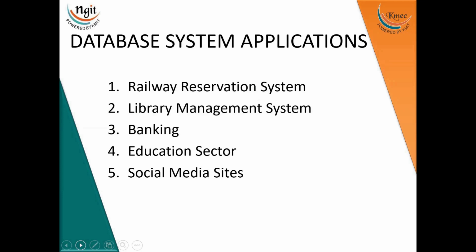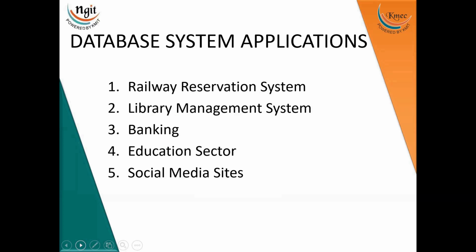Coming to the applications of database management system, in which all fields this database system has been used. Here I have listed a few fields or sectors where the database system has been used. Coming to the first one, we have the railway reservation system. So what kind of information does the railways need to maintain? Basically it is going to maintain PNR information, which is passenger name record information, and the train schedule. So such kind of schedule information is maintained, and HR information.